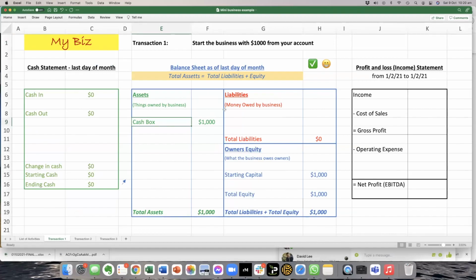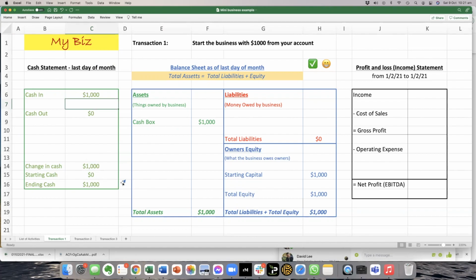Now, how that would play out on your cash statement, and if you've watched the videos, it's basically what actual cash comes into the business, what cash goes out of the business, and what your starting balance was. So we didn't have a starting balance to begin with. So let's say in this instance, we've had $1,000 come into the business. So that is all our cash statement will look like.